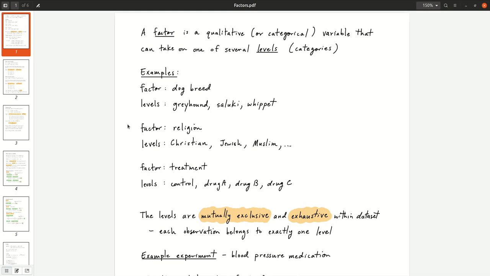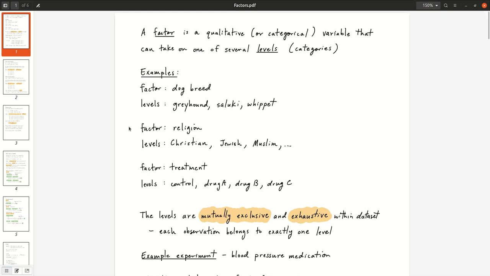Okay, so a factor is a qualitative or categorical variable that can take on one of several levels, which are the categories that it can take on. So let's just look at some examples, and this will be clear what this means. In this example, the factor is dog breed, and the levels are greyhound, saluki, or whippet, which are three dog breeds. So the factor is the name of the variable, and the levels are the values or categories that the factor can take on.